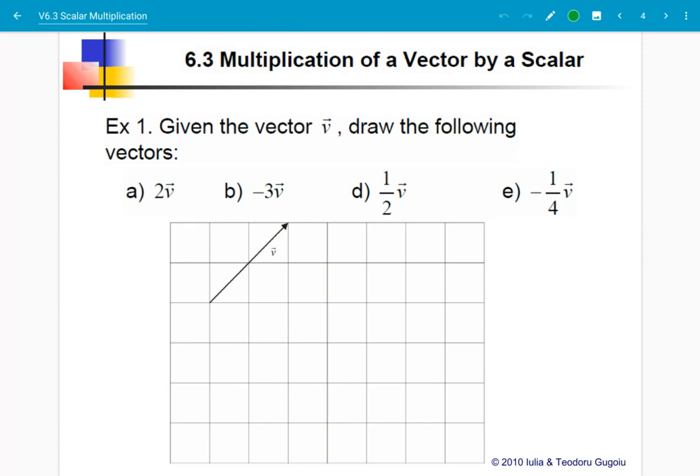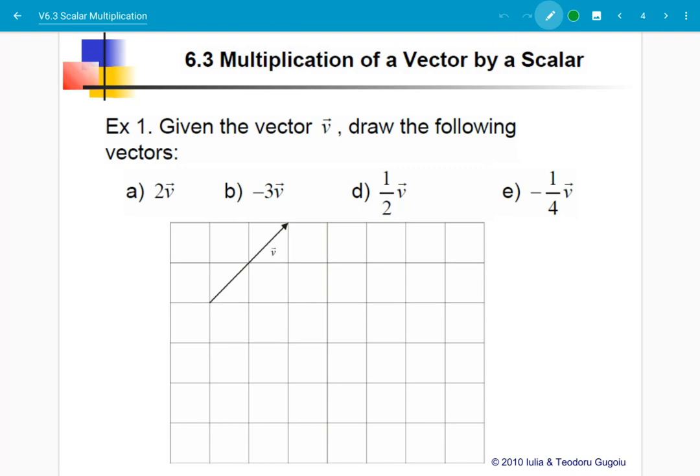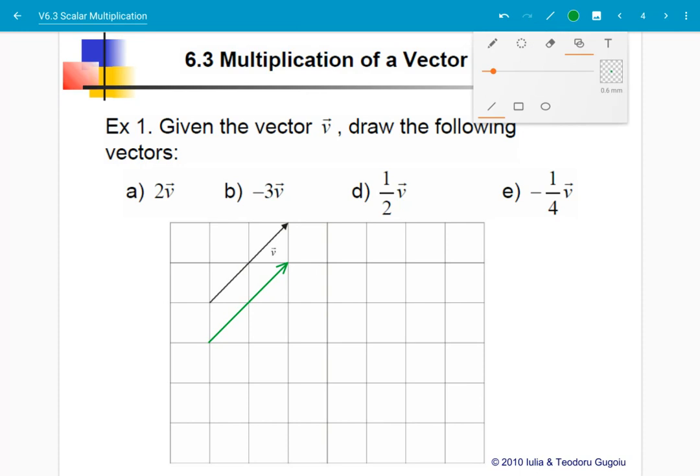Here, we're going to do geometric. 2v is twice as long as v, but in the same direction. So let's see, 2v would look like this. Same direction, twice as long. Whoops, that's not twice as long. Let me fix that. 2v, so twice as long. There we go.